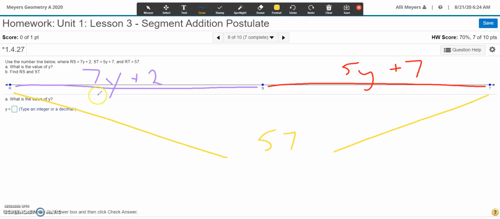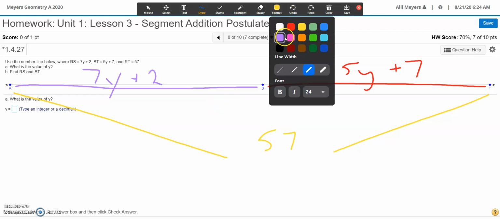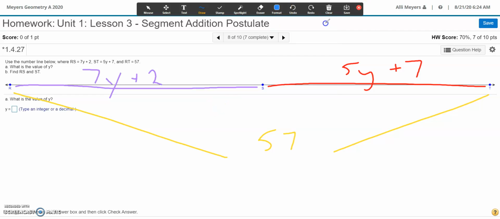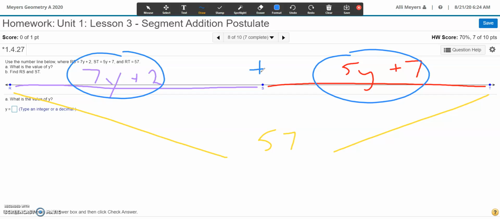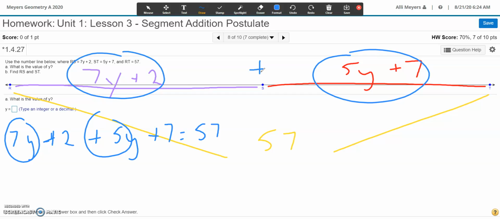So I want to figure out y. We had one like this before. This one's almost a little bit easier because there's not a y in the whole thing. Basically the segment addition postulate just says add the 2 parts together, set it equal to the whole thing, 57. So it's just an algebra problem. 7y plus 2 plus 5y plus 7 equals 57. Combine your y's: 7 plus 5 gives you 12y's. 2 plus 7 gives you 9.